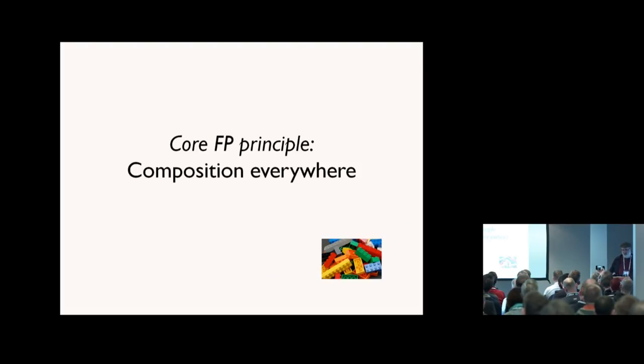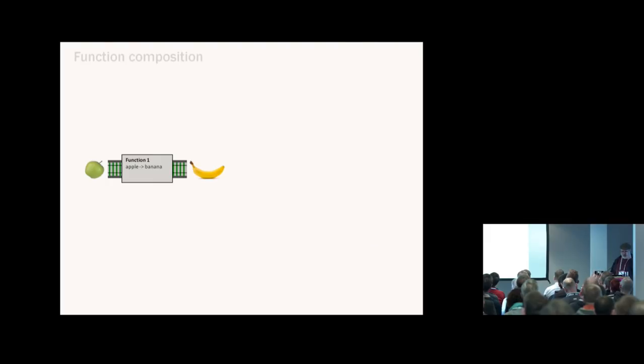All right, second principle: composition everywhere. So here is a piece of railway track. Here's another piece of railway track.